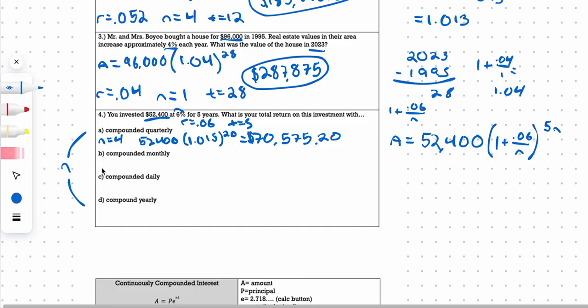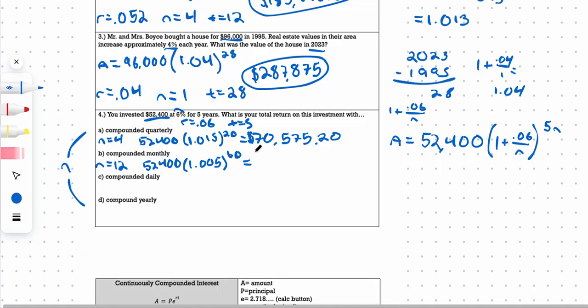Okay, here it's compounded monthly. There's 12 months in a year, so we're going to say n equals 12. So we plug that in here. We say 52,400 equals, 0.06 divided by 12 is going to be 0.005. So we're going to say 1.005. All of this you can do in your calculator if you'd like. You got a lot of decimal places. So here we're going to do to the n times t power. N is equal to 12, t is equal to 5. 12 times 5 is going to be 60.